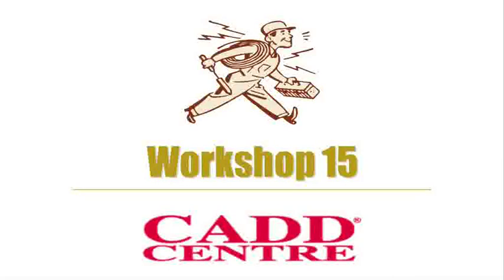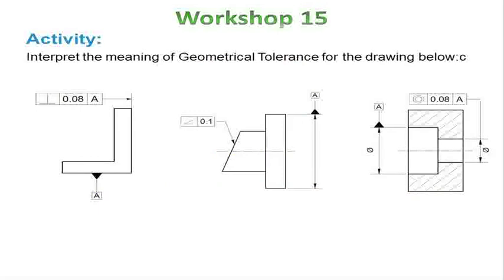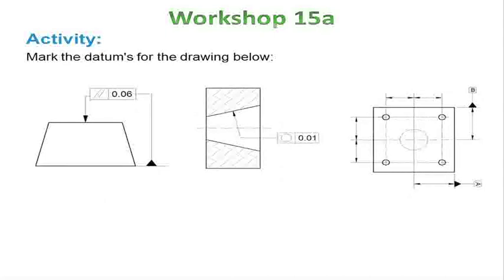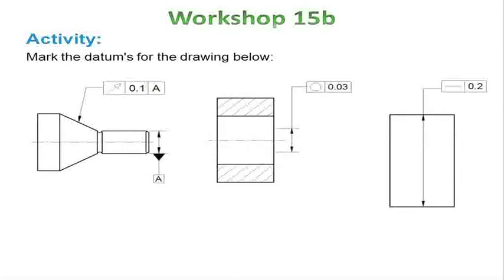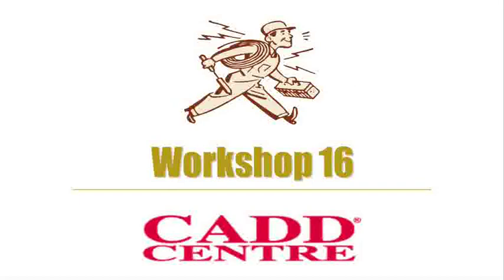Now we can start working on workshop number 15. In workshop number 15, a drawing is given with the symbols applied. You have to mention what is the meaning of the symbols. Once you complete workshop number 15, you have to complete workshop number 15A and 15B. After completing this, you can switch over to workshop number 16.